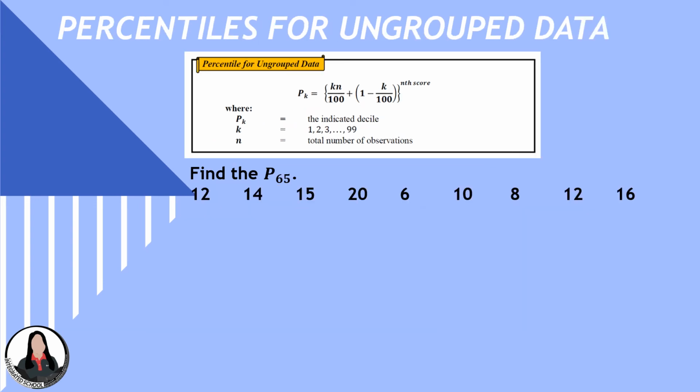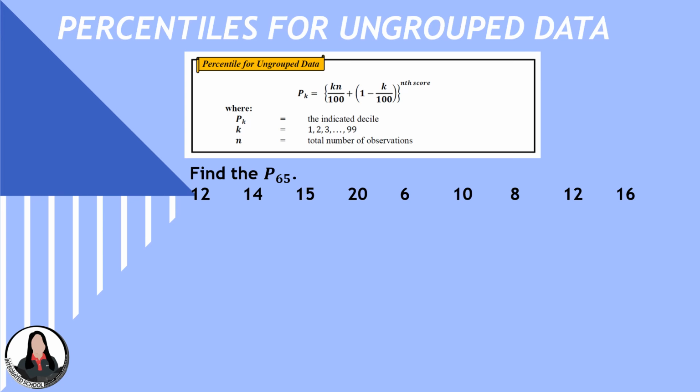Okay, let us have the last example for quantile, which is the percentiles. For percentiles for ungrouped data, we will use this specific formula: P sub k equals the quantity kn all over 100 plus the quantity of 1 minus k over 100 and score of the distribution. Wherein, P sub k is the indicated percentile.